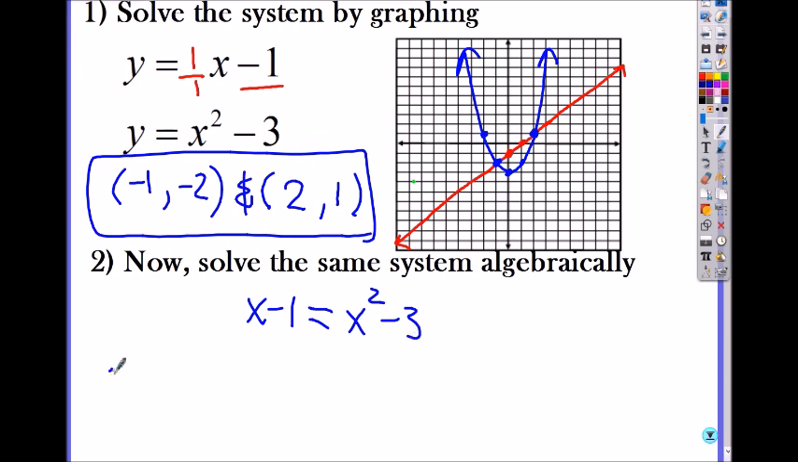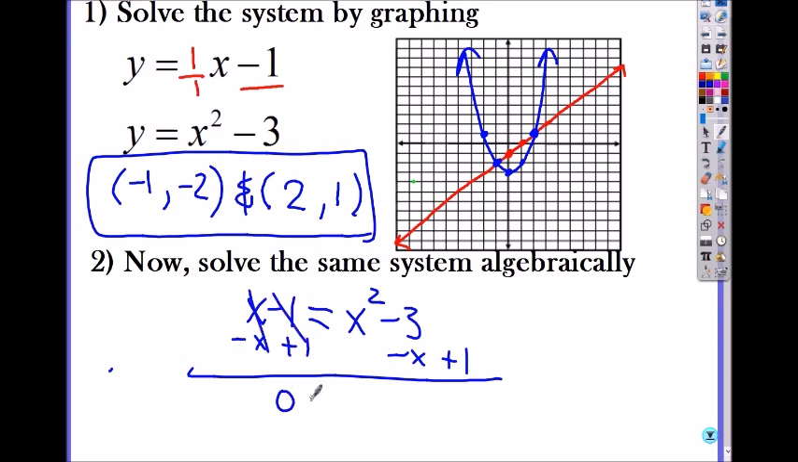So in order to solve the quadratic equation, what do you set the equation equal to? 0. Keep the leading term, the highest power, positive. So I'm going to move x and move -1 by adding 1. So then I get 0 equals x squared minus x, -3 plus 1 is -2.